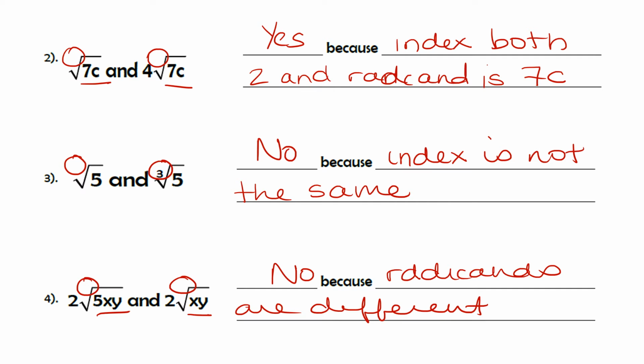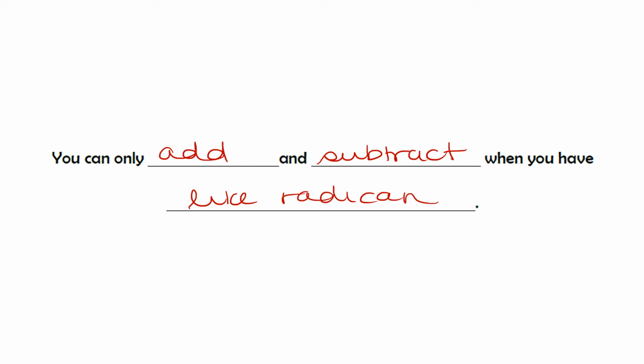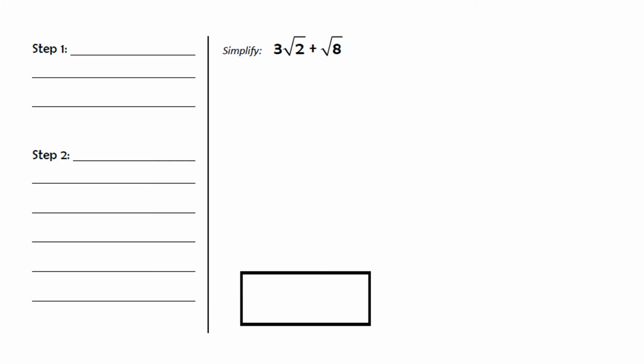Why do we need to know what a like radicand is? Well, we can only add and subtract when we have like radicands. So if you take a look at our first example, notice the radicands are not the same. The first thing we want to do is simplify if possible.